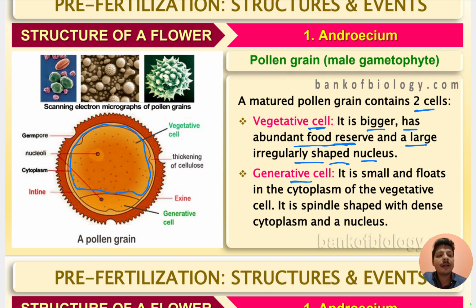Coming to the generative cell, it is small and floats in the cytoplasm of the vegetative cell. It is spindle shaped with dense cytoplasm and a nucleus. This structure is called spindle shape, with dense cytoplasm and a nucleus.